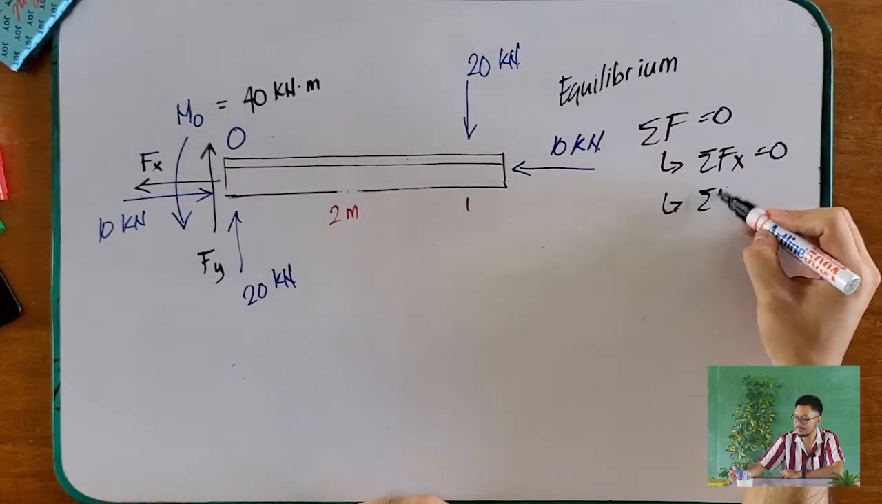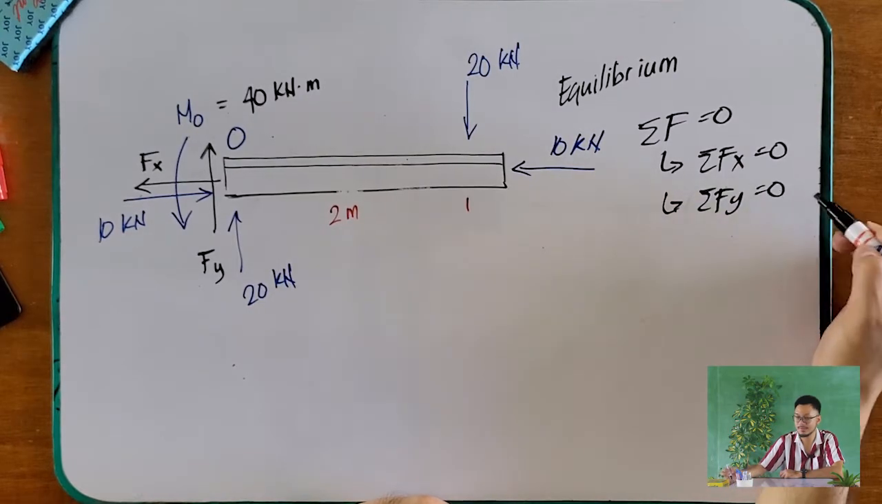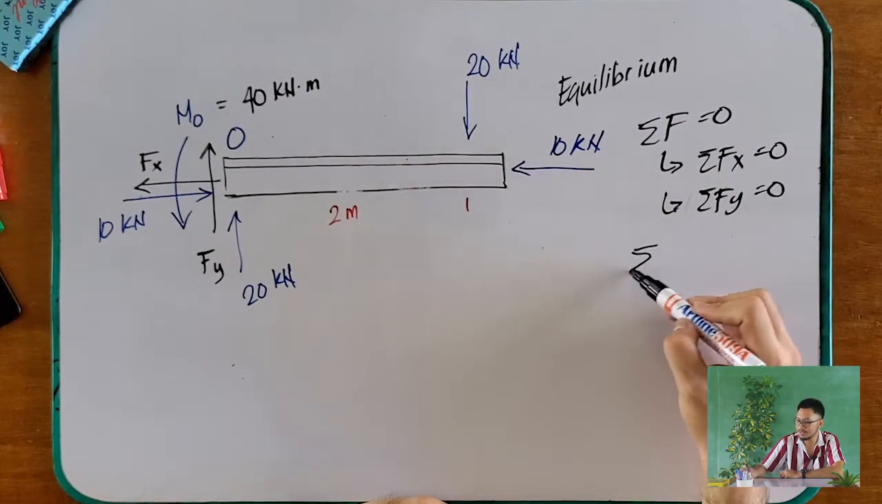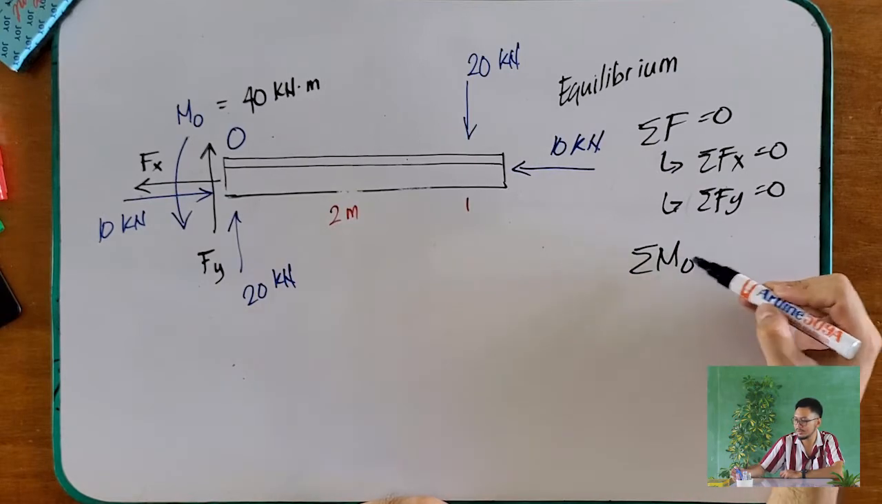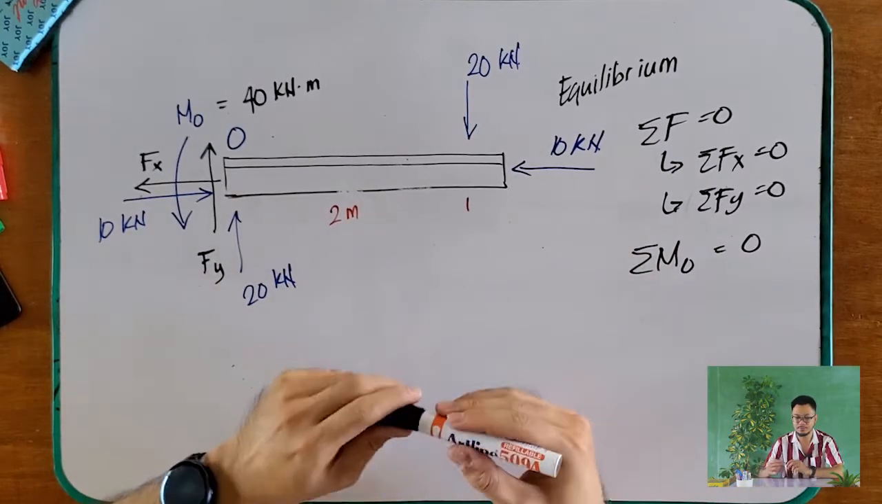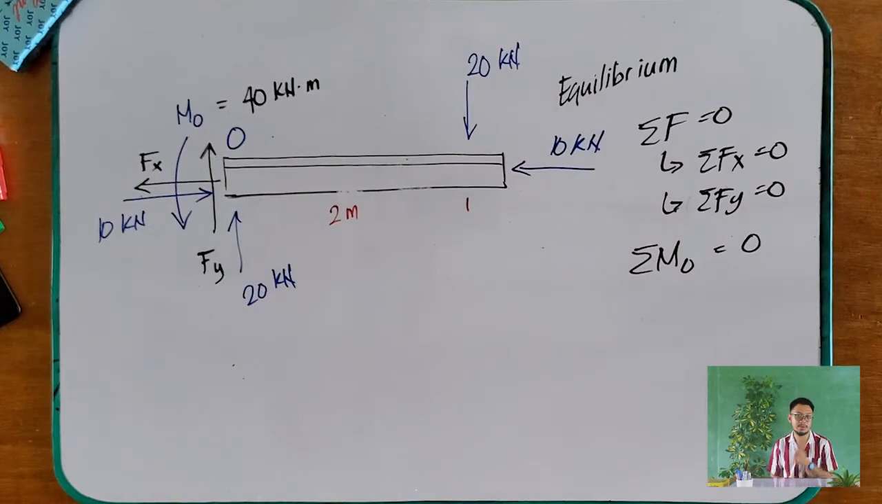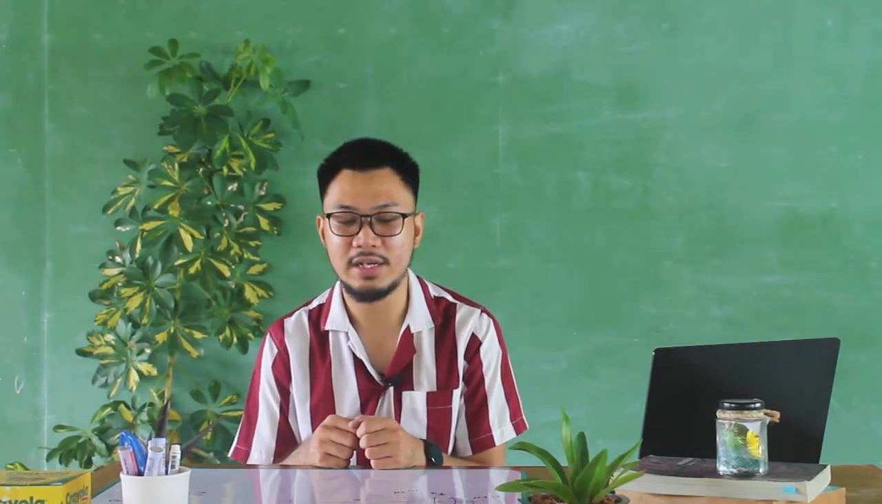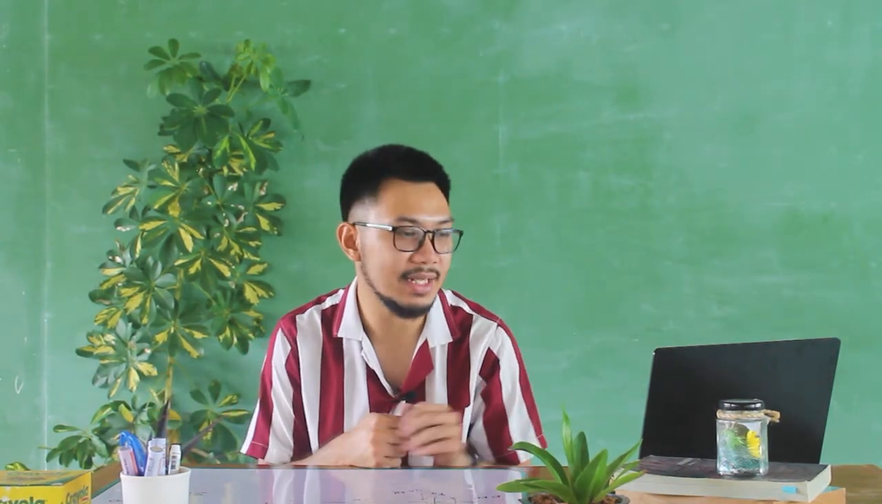And summation of forces along the y is equal to 0. And then we also have the summation of moments at point O is equal to 0. So, these are our equilibrium equations. And this is very important, especially when we are going to proceed to other topics later on.